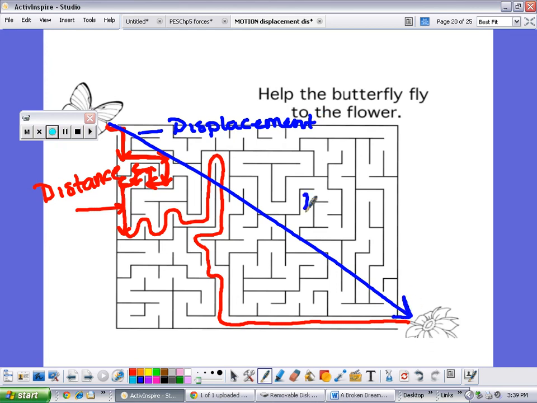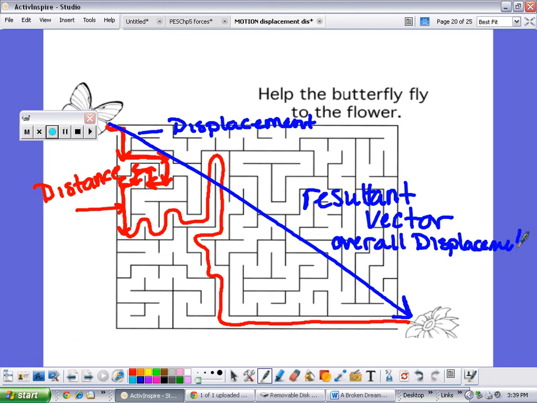So a resultant vector is the overall displacement from start to finish. If you just used distance and told me that my house is 3.2 miles, I would not know what direction to go. But if you told me using displacement and using vectors, it would give me a direction.